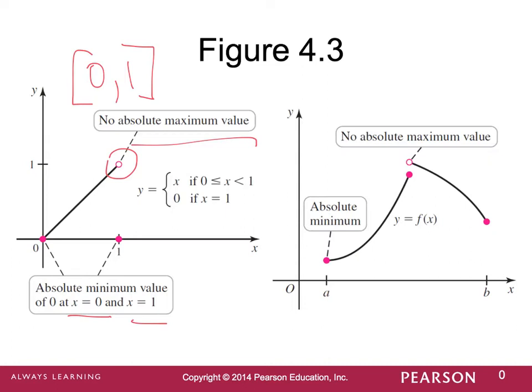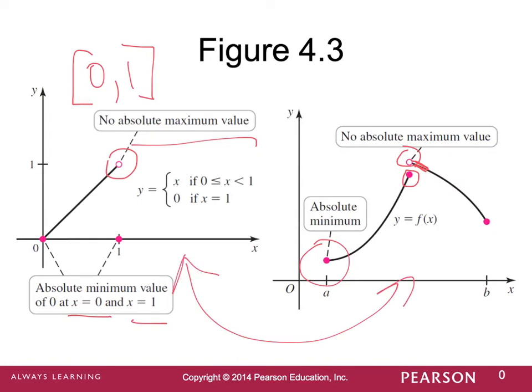We know our limit as it approaches 1, it looks like we're approaching a y value of 1, but we are not defined there at that point. So we cannot say that we have an absolute maximum. This other function on the right is another example. We have an absolute minimum down here, but if we look at what's our highest y value, well, it's not this point here because we are higher up here, but we're undefined at that point, and so therefore we have no absolute maximum. So what do these two graphs have in common?